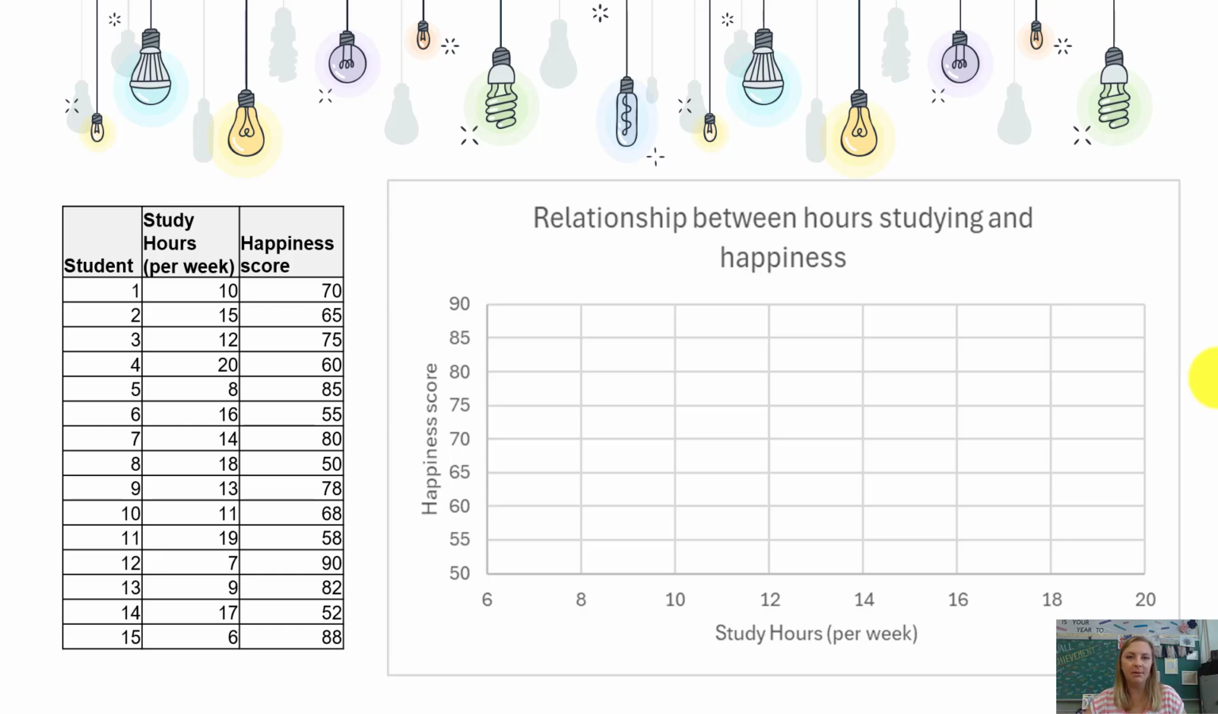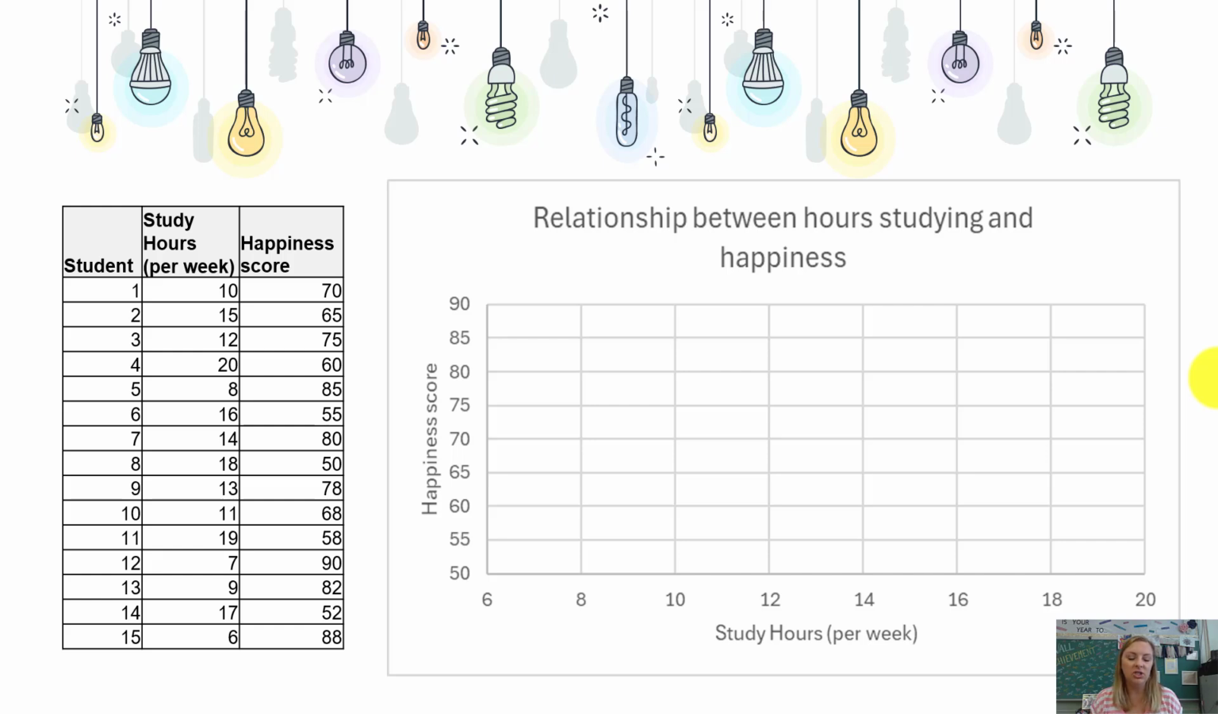After we've surveyed all of our students, we've gathered data, right? We have quantifiable data. We have numbers that we can look at. We have the amount of hours that each participant studies, and we have their happiness score out of 100. And you can see in this table, we have 15 participants. Now, we can look at that table and try and determine some sort of relationship between those two things, but it's pretty difficult for us to actually get any sort of idea of how these two things are related.